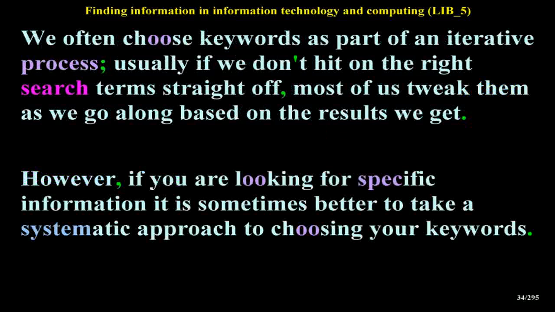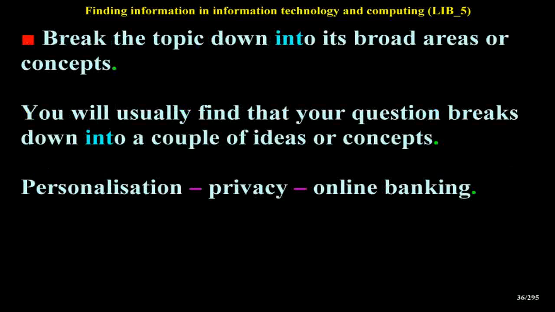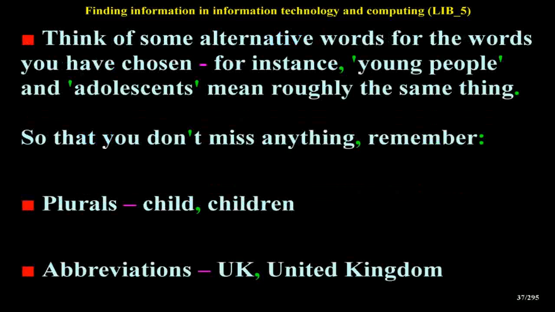However, if you are looking for specific information, it is sometimes better to take a systematic approach to choosing your keywords. Follow my example below. Ask yourself, what do I need to know? I need to know more about personalization and privacy in online banking. Break the topic down into its broad areas or concepts. You will usually find that your question breaks down into a couple of ideas or concepts: personalization, privacy, online banking.